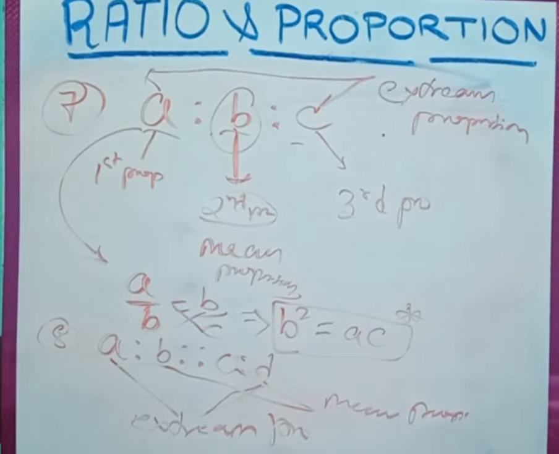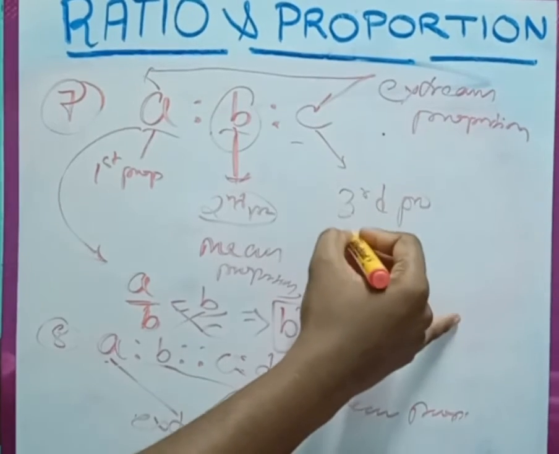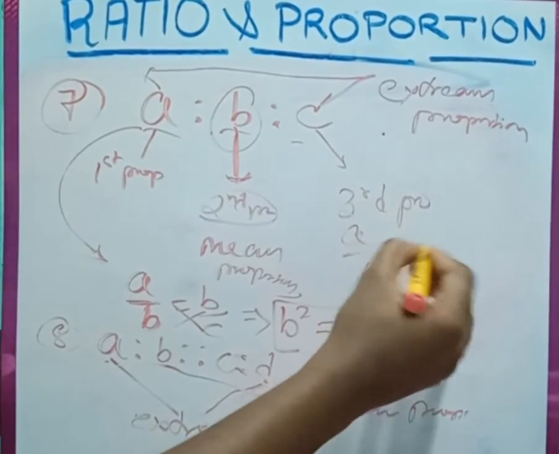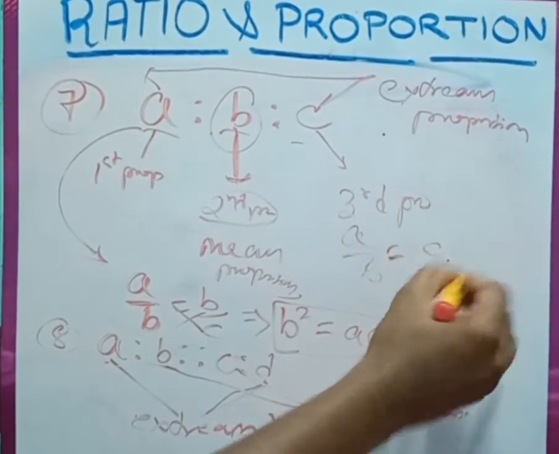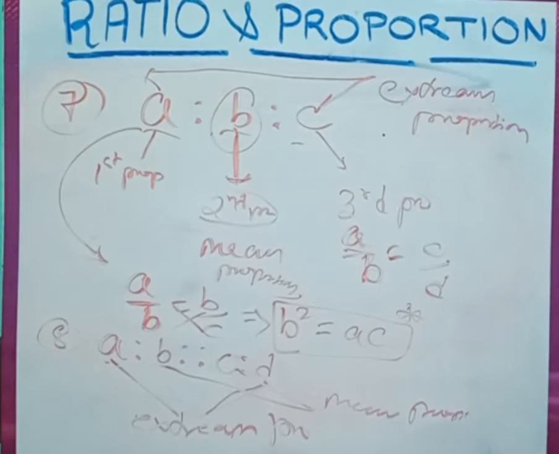My writing is not that good, and since it is just an introduction, I am writing like this, so don't mind, guys. So friends, I think that's it. A and D here are extreme proportion, and B and C are mean proportion. And if I ask you to write it in terms of fractions, how can you write? A by B equals C by D, right? That's it. That is all about the rules.